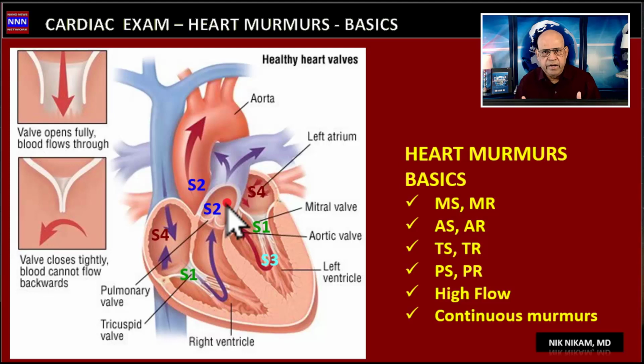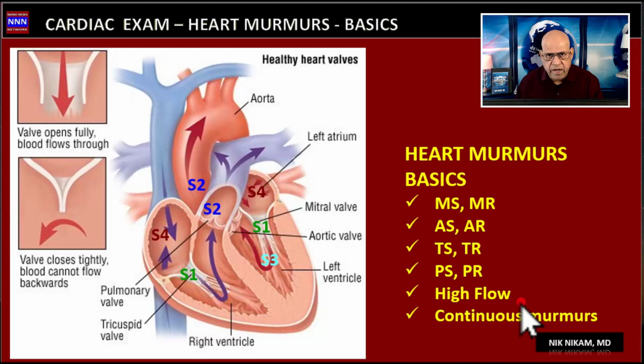However, if you take people with high flow, like during pregnancy, in patients with anemia, in patients with thyrotoxicosis, when there is an increased blood flow, or in patients with chronic renal failure with AV shunts and high output states, you're going to hear a systolic murmur like lub, lub, lub, dub, like that. It is a short systolic murmur.